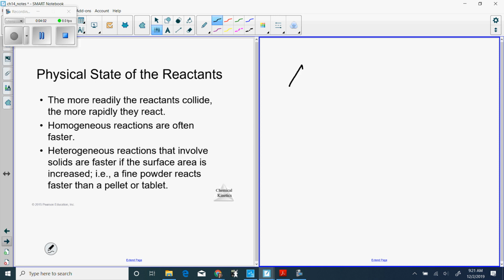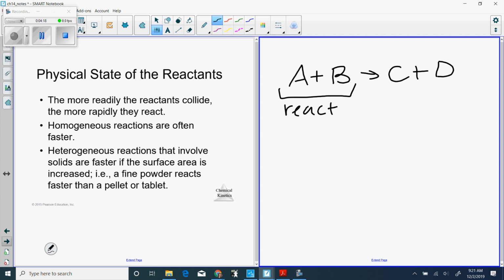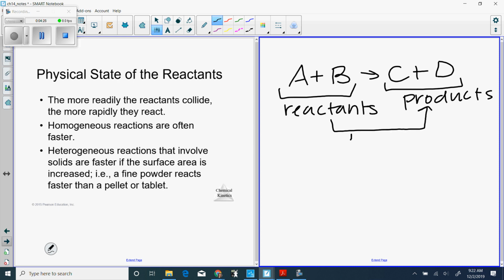So if I have pretend element A reacts with pretend element B, and then it turns into pretend C plus D. Those aren't elements. I know C is carbon, but that's not what I mean. We call these reactants, and we call these products. The reactants are turning into the products. Not like magic, but by rearranging their bonds and stuff.